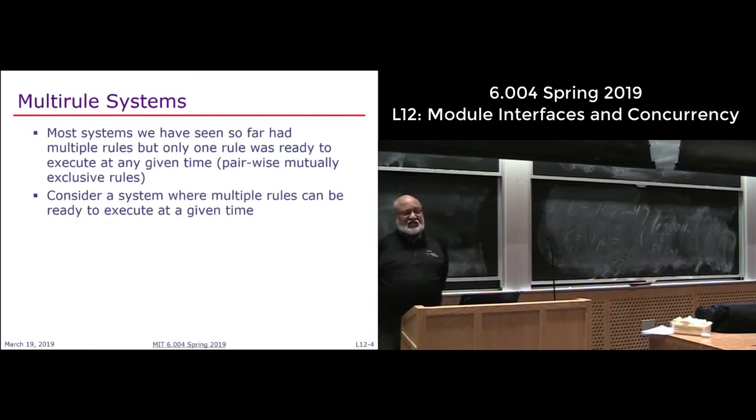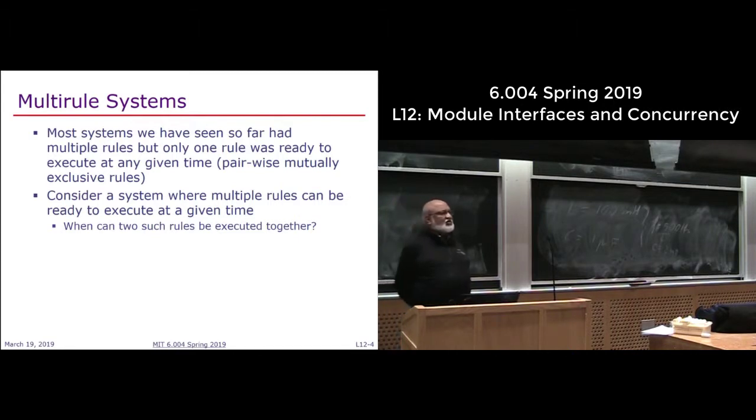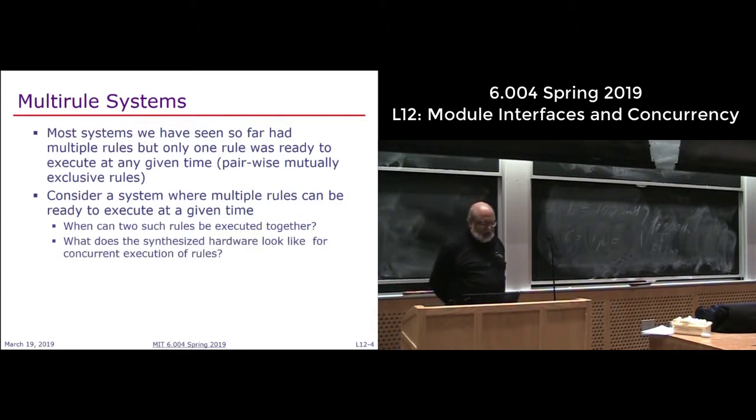Now we are going to look at a system with multiple rules, just like the one I showed you. And the question I want to answer in today's lecture is, when can 2 rules fire concurrently? What does it mean to execute 2 rules concurrently? And what does the hardware look like when multiple rules fire together? So that is the basic question we are after today: if I write a multiple rule system, I want to understand if these rules can execute concurrently. And if these rules execute concurrently, what does the hardware look like? Very good.